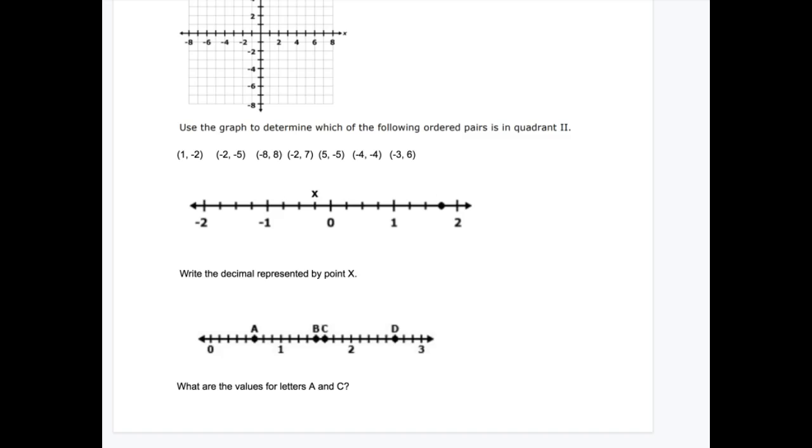And now, what are the values for the letters A and C? Same thing, I want you to pause the video here. And you need to calculate, here are your whole numbers. What are the intervals in between? What is the fractional part of each of those interval markers in between? So pause the video here, take about a minute to a minute and a half, and then check back in and see how you did.